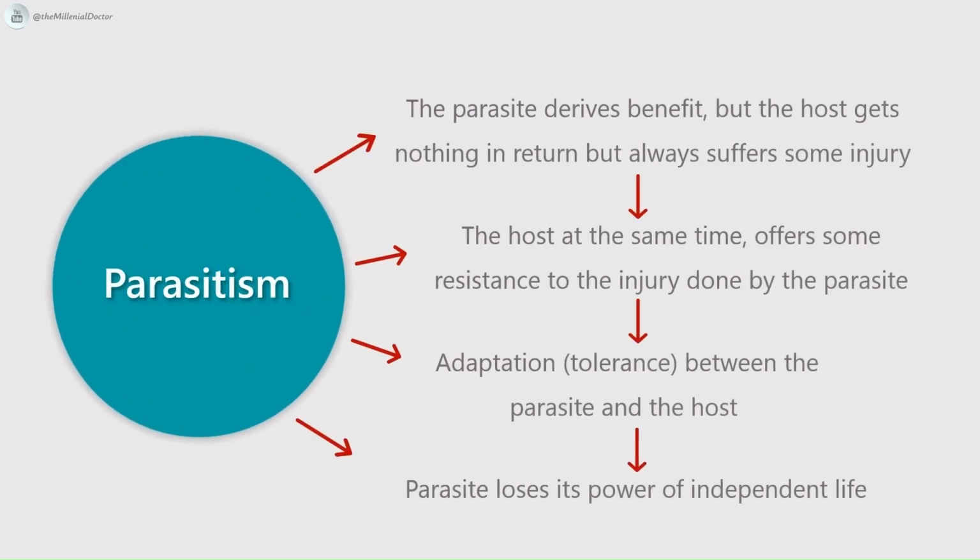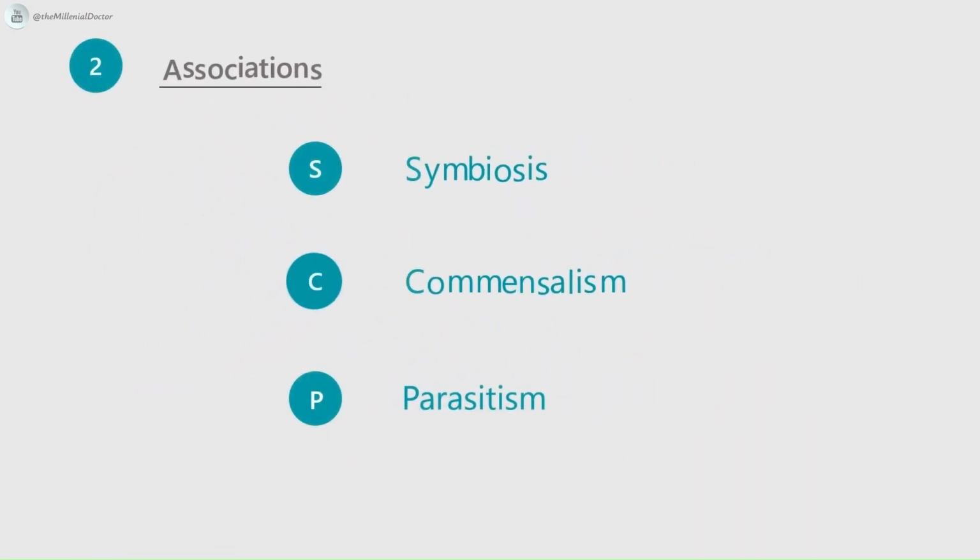It is an association in which the parasite derives benefit and the host gets nothing in return but always suffers some injury, however slight the injury may be. The host at the same time offers some resistance to the injury done by the parasite, and there may be some adaptation, that is tolerance, between the parasite and the host. The parasite now loses its power of independent life. Here we complete the associations.